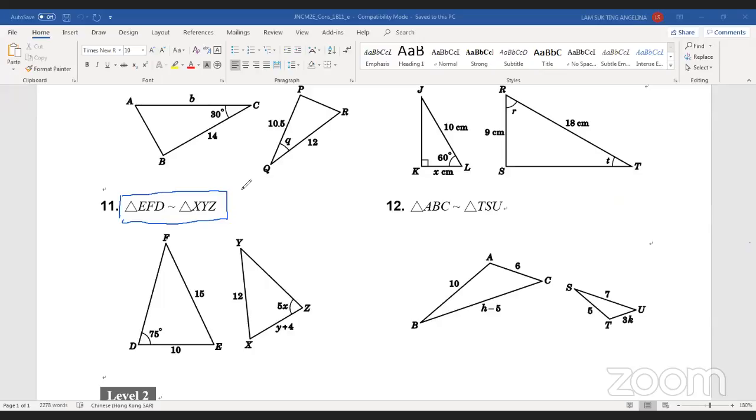I will ask people to write down all the corresponding sides. Say EF corresponds to XY, and then FD corresponds to XC, right? And then ED corresponds to X... I think the second one is not correct, right? This one should be YC, FD. And then ED corresponds to XC, right?